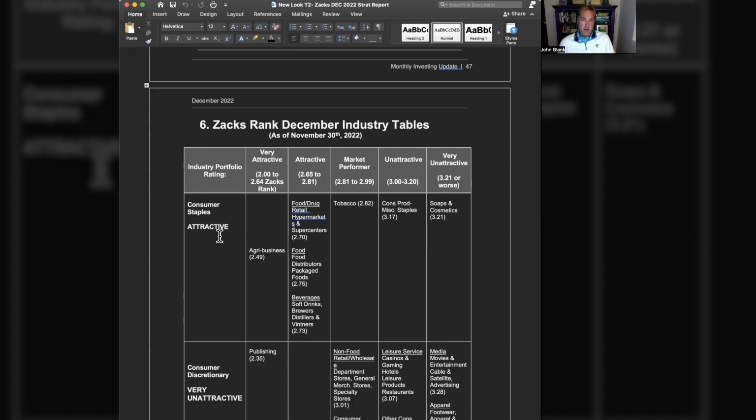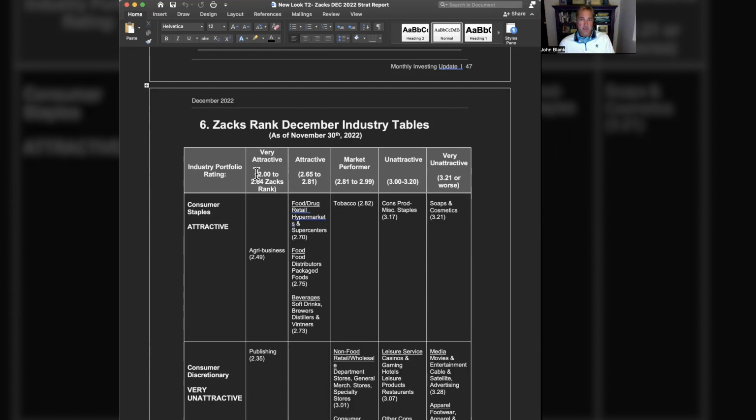Now, see, here we got attractive. Why did I make consumer staples attractive? Because look, these four sectors are all in either attractive or very attractive. This one's basically at market perform, and only two are really unattractive. So basically, I gave the weighting to the attractive.